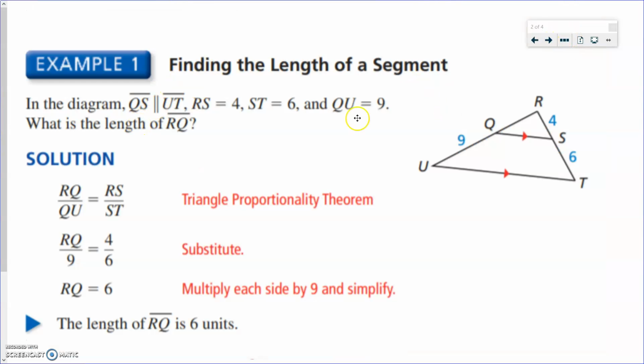So we want to find the length of a segment. In the diagram, segment QS is parallel to segment UT, so we know that these two are parallel, and it's indicated by the red arrows. RS equals 4, ST equals 6, QU equals 9. What is the length of RQ? So because of this, we know that these two are parallel.